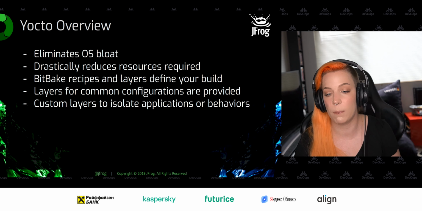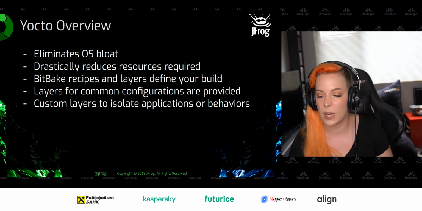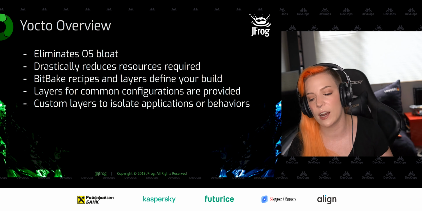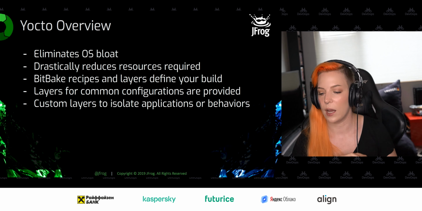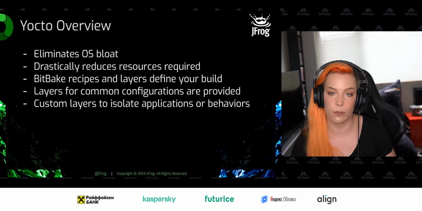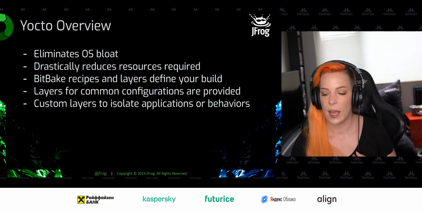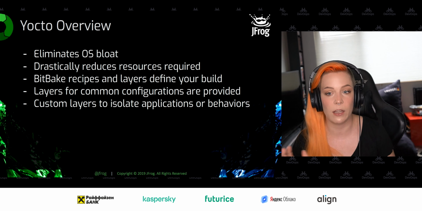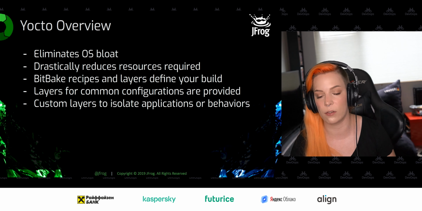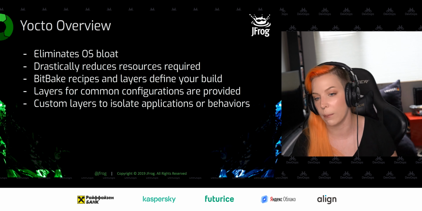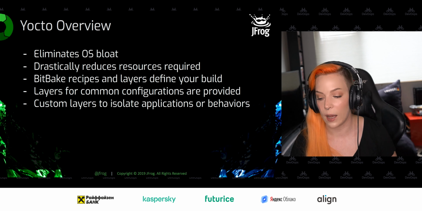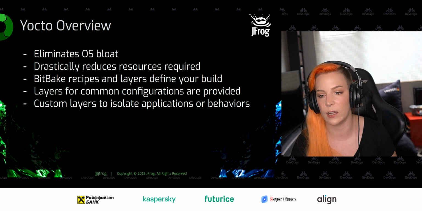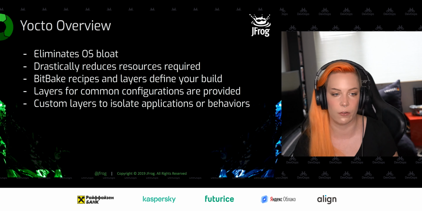It uses BitBake syntax to write recipes for your build, pulling in layers for different hardware configurations and applications. We used a layer for the board itself, like I said, a Raspberry Pi 3B, as well as layers for K3S and Mender. There's a pretty large community around Yocto, so a lot of things you want might already exist for it. It's also possible to write a custom layer to isolate specific applications or behaviors if you want to.